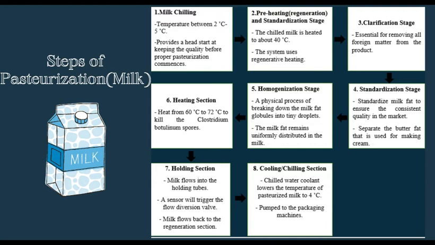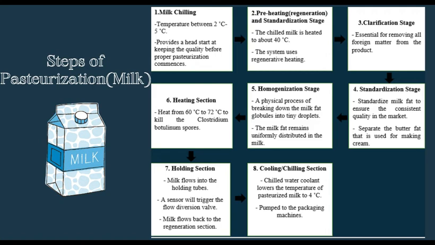to discourage cream separation. As a result, the milk fat remains uniformly distributed in the milk. Next, heating section. Heat from steam is utilized to raise the temperature of the milk from about 60 degrees Celsius to the required 72 degrees Celsius, which is effective to kill the Clostridium botulinum spores. Then, holding section. After heating, milk flows into the holding tubes and, in the case of a breach, a sensor will trigger the flow diversion valves to take the milk back to the heating section.